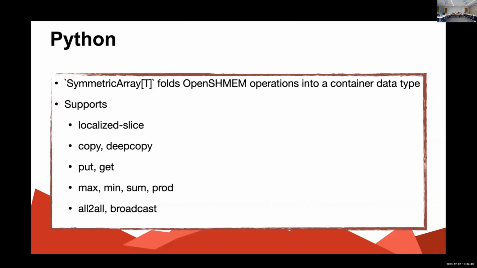Symmetric arrays fold in a lot of your standard OpenSHMEM operations and directly associate them with the data that is stored in the array, right? So I can do localized slices, copies, deep copies, puts, gets. I can do collective operations like max, min, sum, prod, all-to-all, and broadcast. All of that stuff works. And we validated that on both our RISC-V clusters.